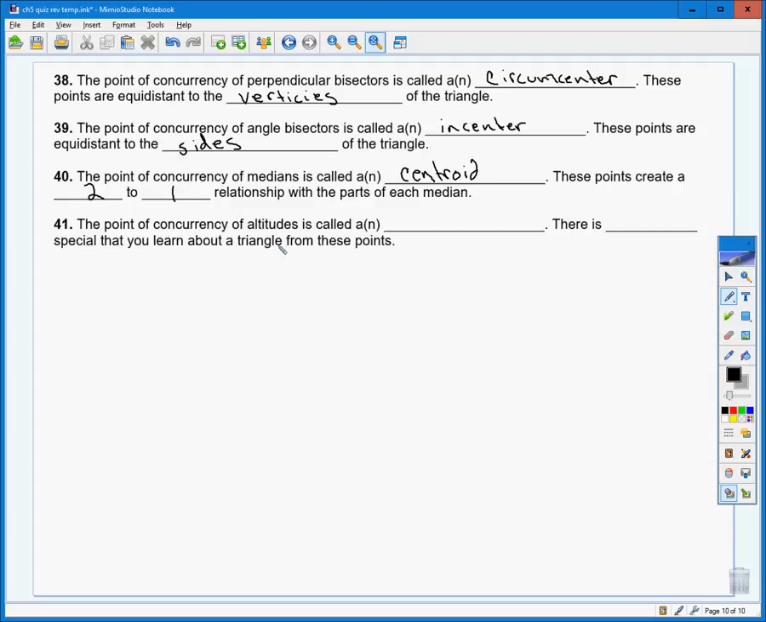The point of concurrency of the altitudes is called an orthocenter, and there is really nothing special that we learn about that triangle, except because they're altitudes, they make 90-degree angles.